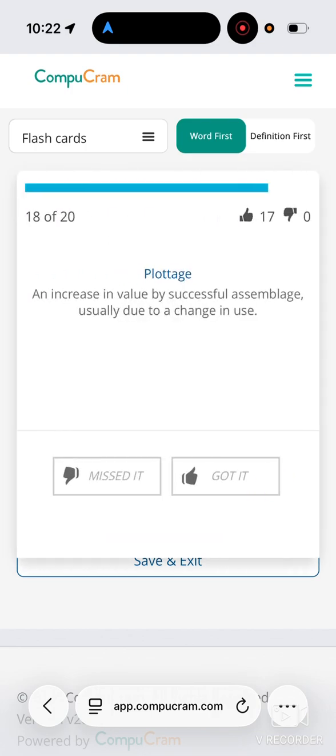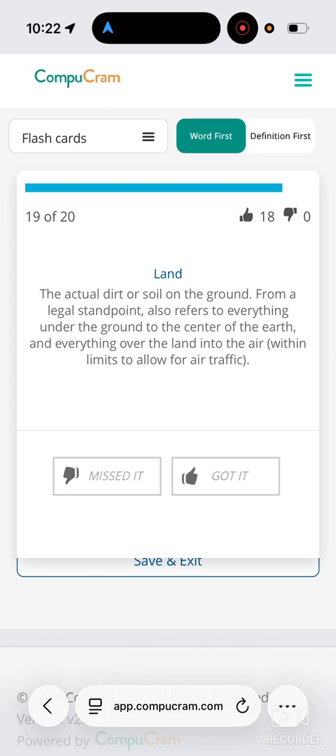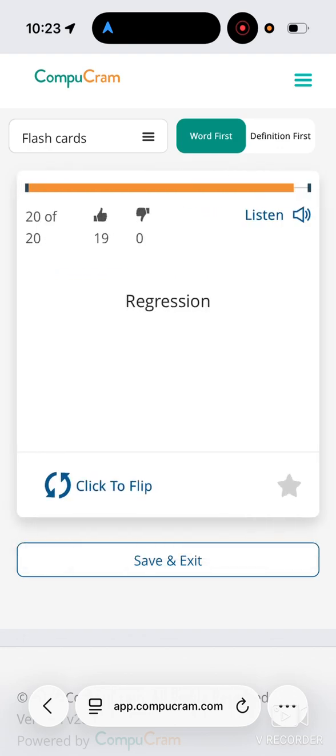Number 18, plottage: an increase in value by successful assemblage, usually due to a change in use. Land: the actual dirt or soil on the ground. From a legal standpoint, also refers to everything under the ground to the center of the earth, and everything over the land into the air within limits to allow for air traffic.